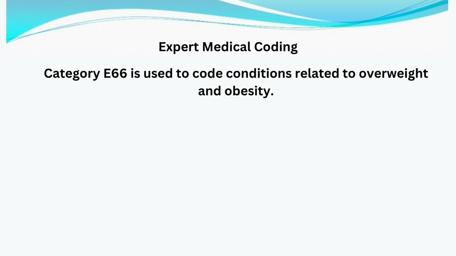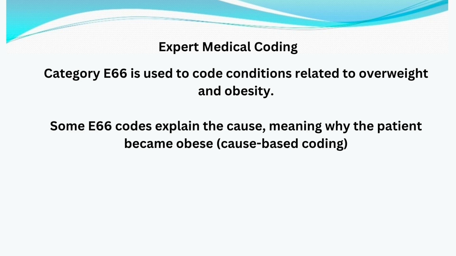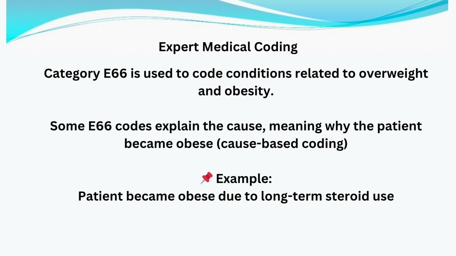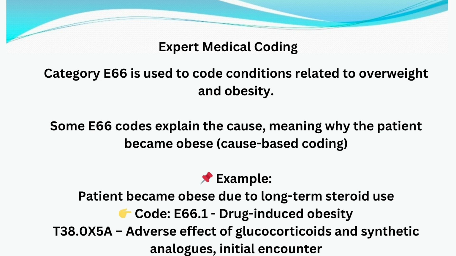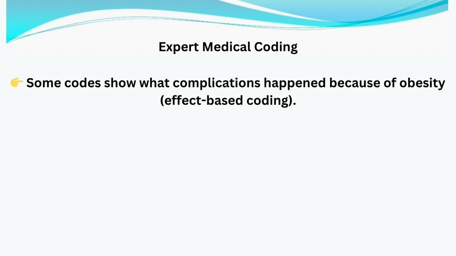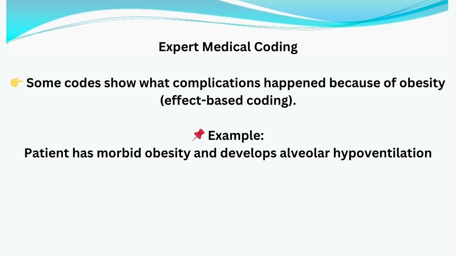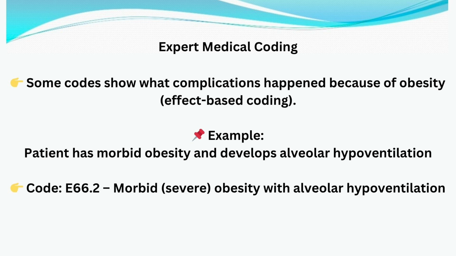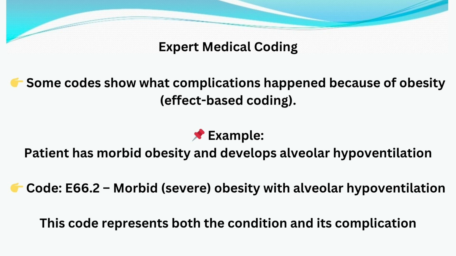Category E66 is used to code conditions related to overweight and obesity. Some E66 codes explain the cause, meaning why the patient became obese. For example, patient became obese due to long-term steroid use. Code E66.1, drug-induced obesity, needs to be coded first, and then the adverse effect code T38.0X5A, adverse effect of glucocorticoids and synthetic analogs, initial encounter. Some codes show what complications happen because of obesity. For example, the patient has morbid obesity and develops alveolar hypoventilation. So we need to code E66.2, morbid obesity with alveolar hypoventilation. So this code represents both the condition and its complication.